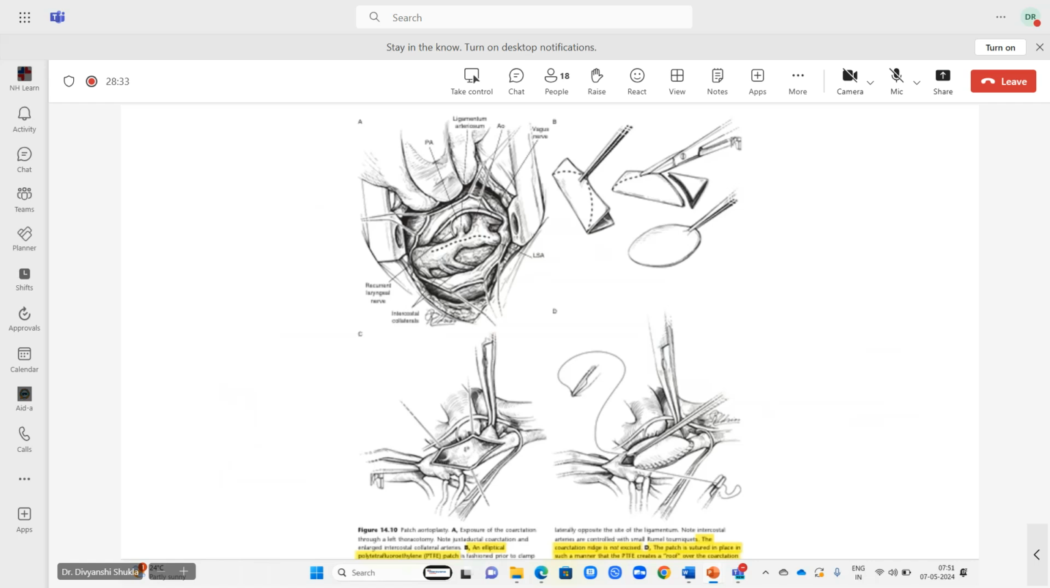This is the diagram depicting the incision that has been made, and the PTFE has been cut in an elliptical fashion and then sutured in a continuous pattern.